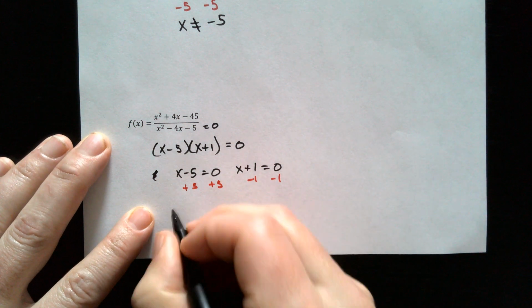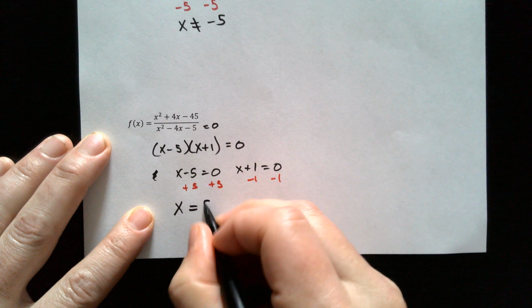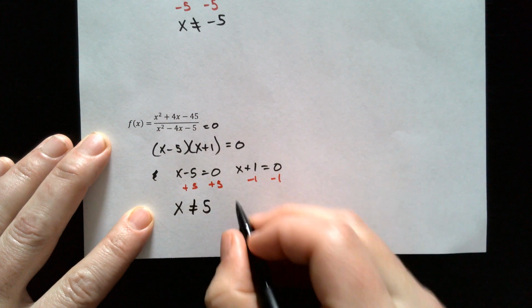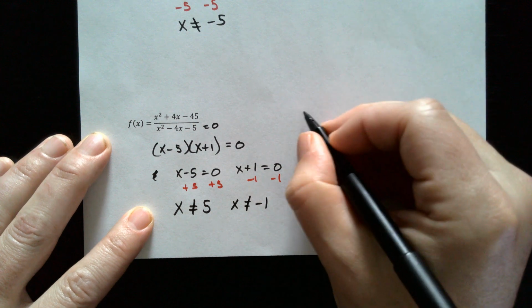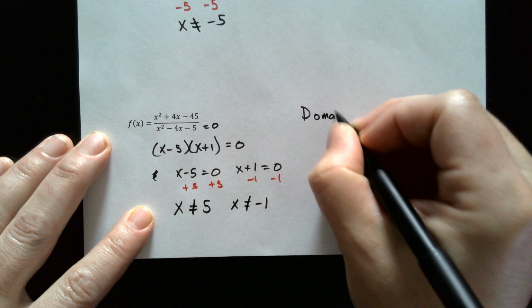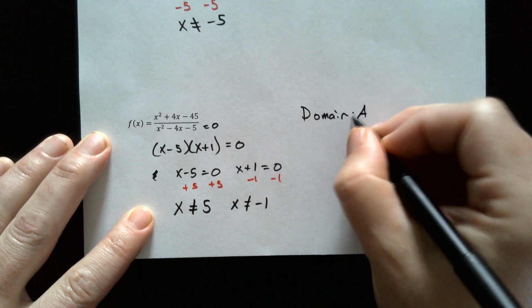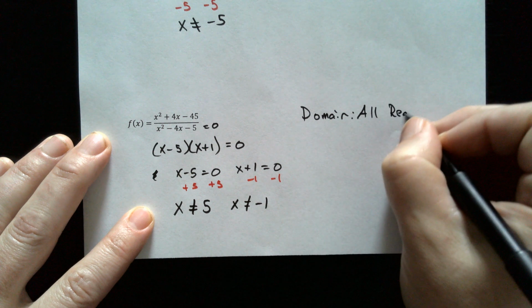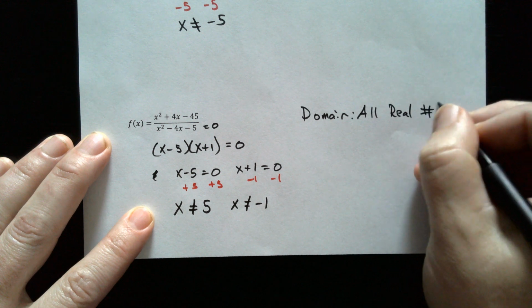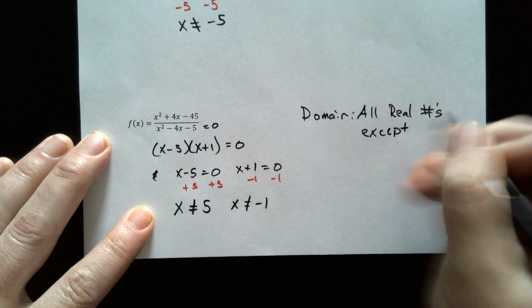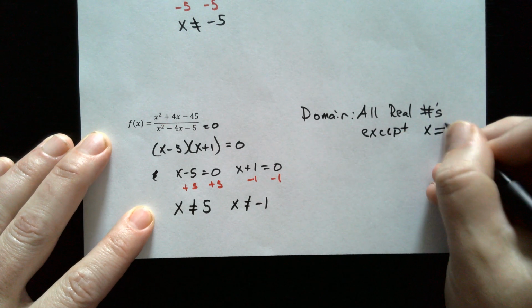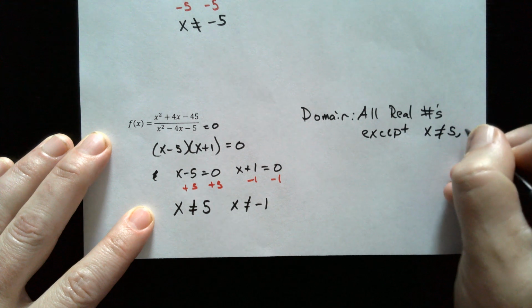And that gives us x is equal to 5, which will be not equal, and x is equal to negative 1, which will be not equal. So our domain is all real numbers except x cannot equal 5 or negative 1.